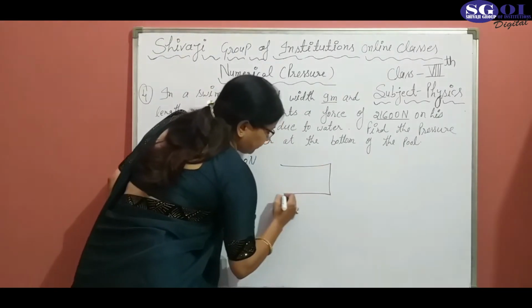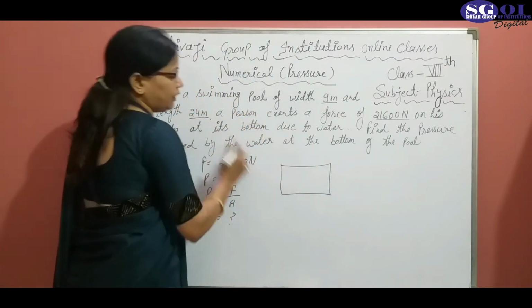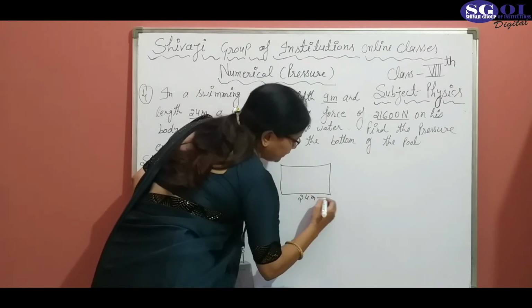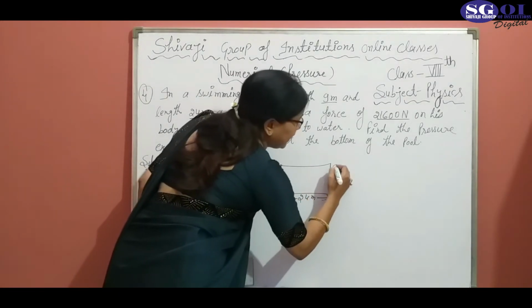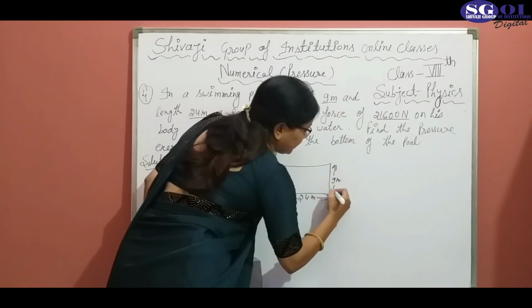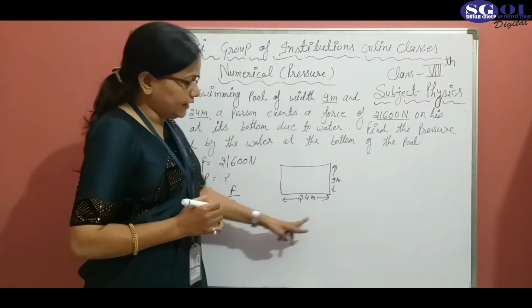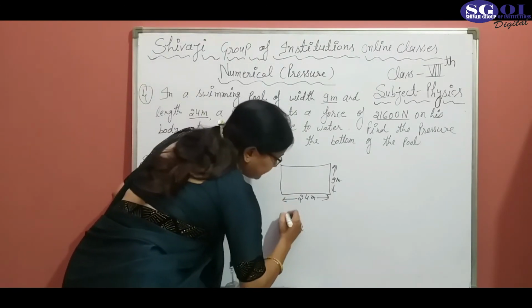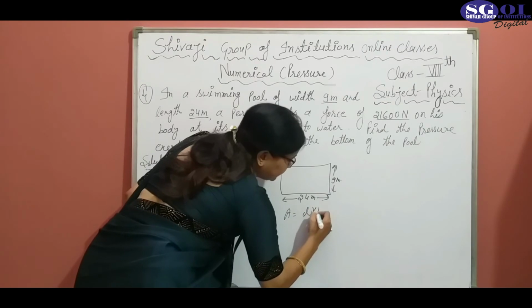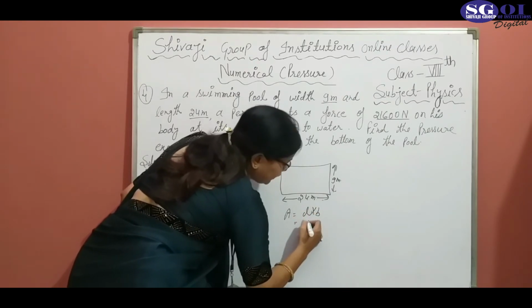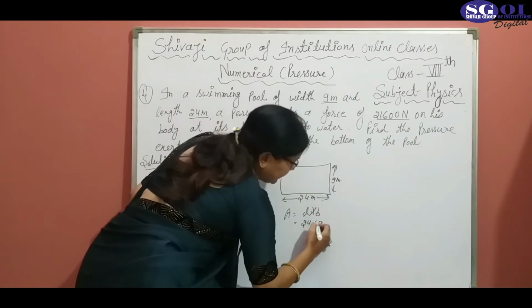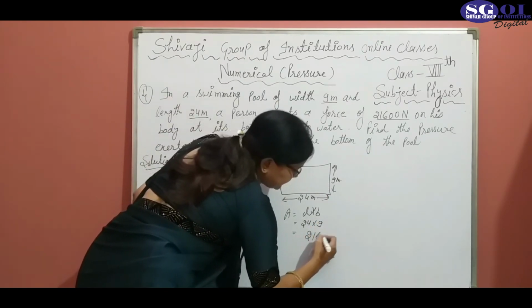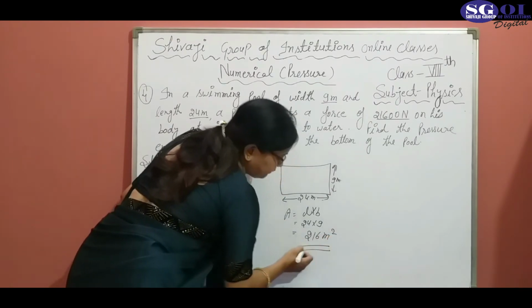Student, length is 24 meter and breadth is 9 meter, and this shape is a rectangle, and you know that the area of a rectangle is length into breadth. Here length is 24 and breadth is 9 meter and after solving, 216 meter square.